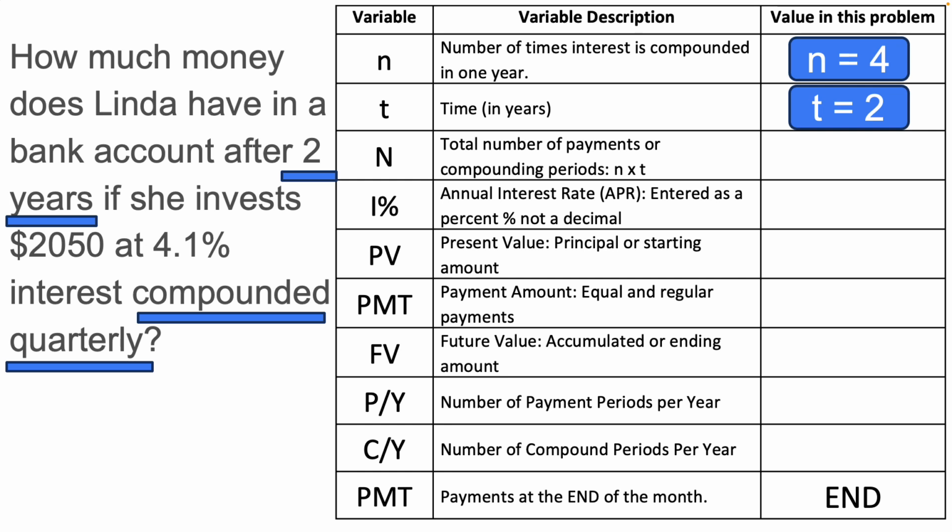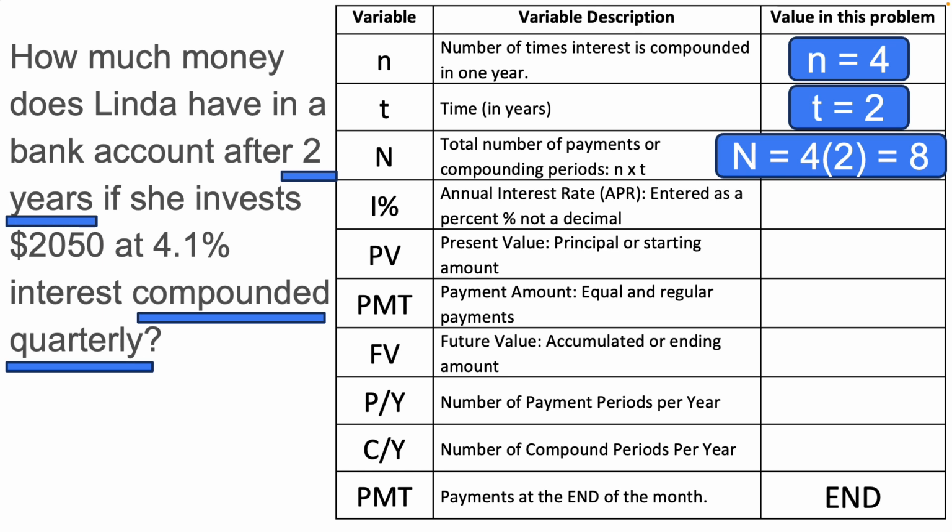Now we want to find lowercase n and t because the first variable you're asked for when using the TVM solver is capital N, and these are the total number of payments or compounding periods throughout the duration of the account. In this case, we need to take 4 and multiply it by 2, and we get that capital N is 8. So there are 8 compounding periods while this money is invested in the bank account.